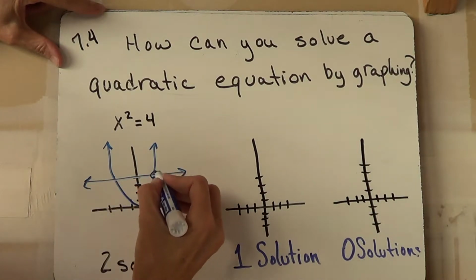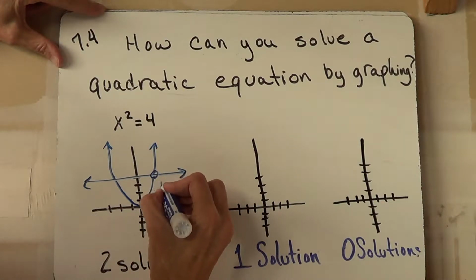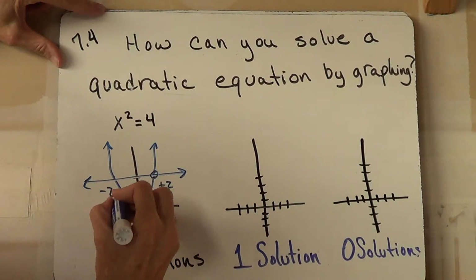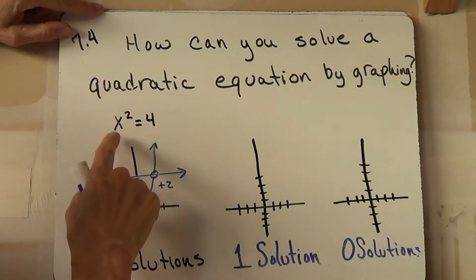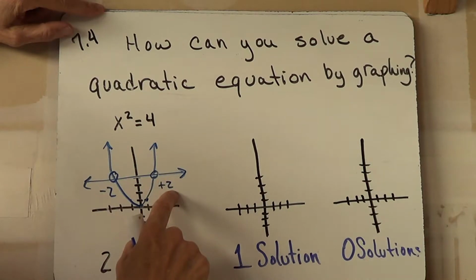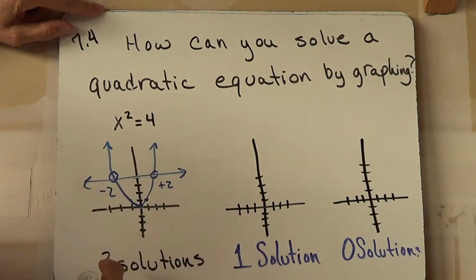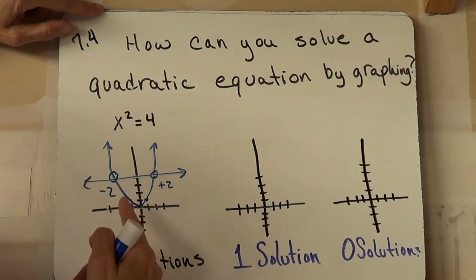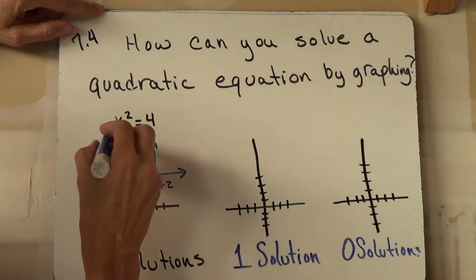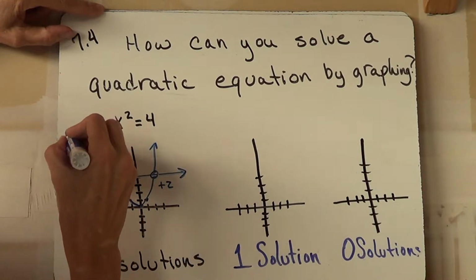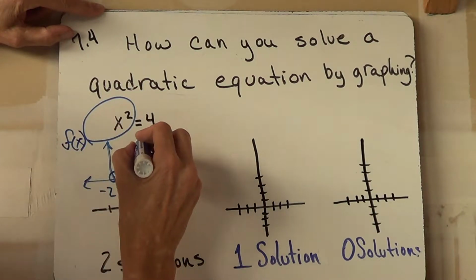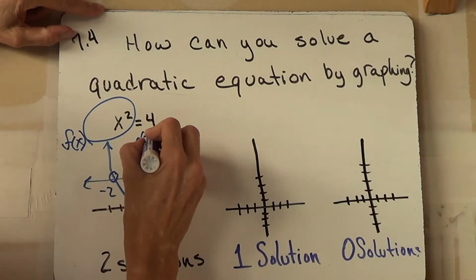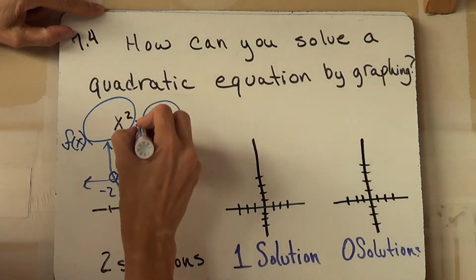And we've just intersected those two functions at positive 2 and negative 2. Are those solutions to the equation? Negative 2 squared, negative 2 times negative 2 is 4. Positive 2 times positive 2 is 4. So that's an easy way to graph a quadratic equation and get the answer. We just simply split it off. We graph it as f of x equals this side of the equation, and g of x equals this side of the equation.